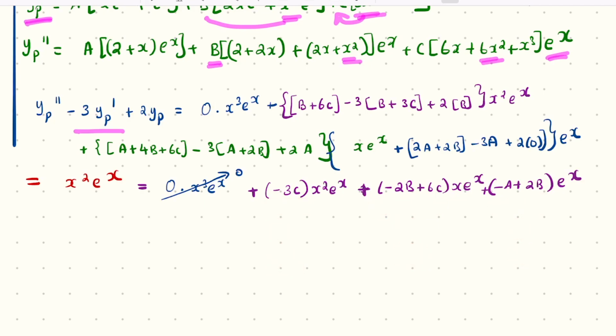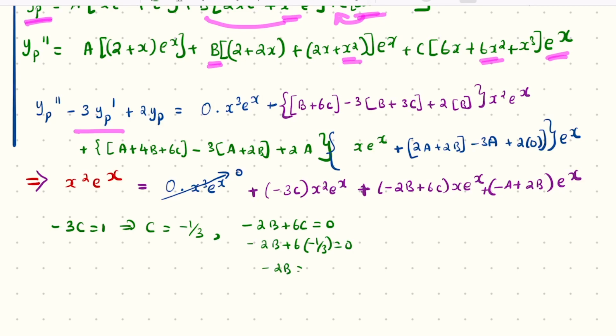So when I do that, ladies and gentlemen, I'm going to get the following. Minus 3c is equal to 1. That tells me that c is equal to negative 1/3. And minus 2b plus 6c is equal to 0. That tells me that minus 2b plus 6 times negative 1/3 is equal to 0. Therefore, minus 2b is equal to 2, and that tells you your b is equal to negative 1.